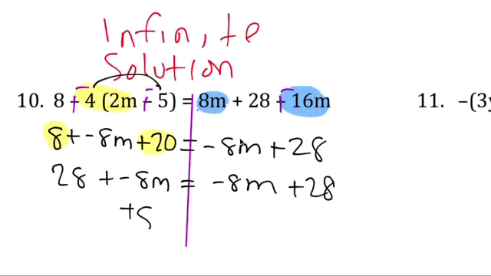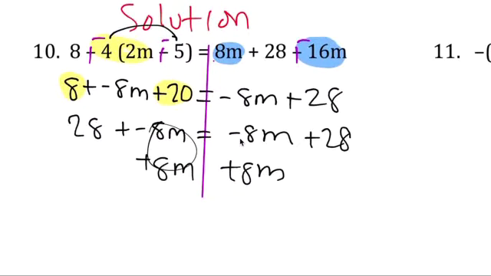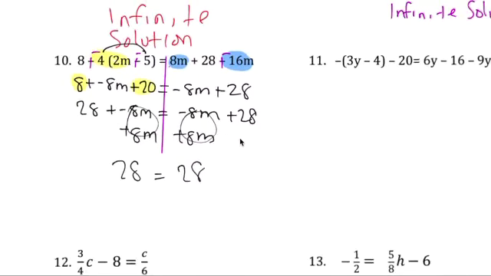Let's make 8m equal to 0 plus 8m plus 8m, that's 0. That's 28 equals to 28. Infinite solution.